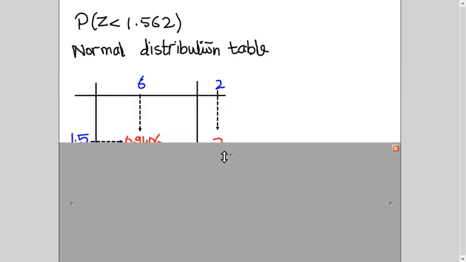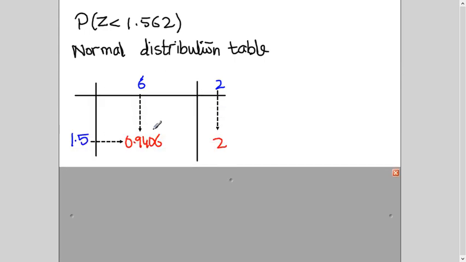And how you will read the table will look like this, because the table given to you has only positive values of Z, right? So you will see this represents the first decimal place, second decimal place, third decimal place. In the table, the first decimal place of Z is here, the second decimal place is here, and the third decimal place is here. So first of all, you will go and check 1.5 and 6. What is it reading?